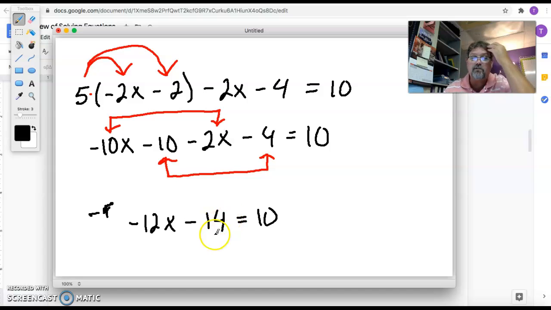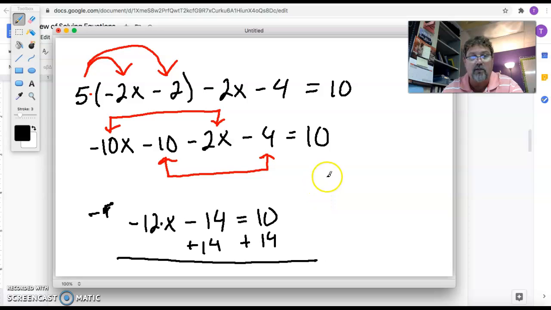All right, so now it's time to isolate the term that involves x, right? That's what we're after. And then we know that the final blow here will be a division because that's multiplication. So we're going to say plus 14, and I'm kind of out of room here, so I'm going to draw my space. I would have below that space negative 12x equals 10 plus 14 is 24.